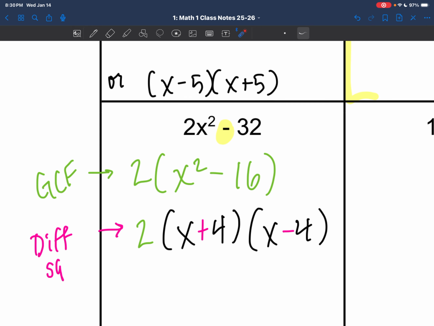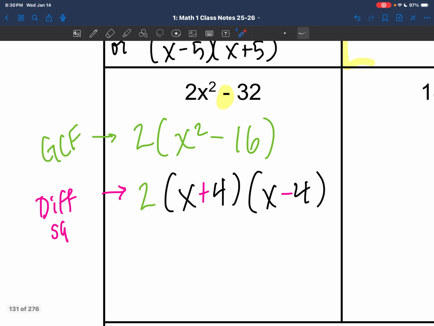All right, now let's look here. So now we do have a GCF. So we can factor, since they're both even, we can factor out a 2. So now that we factored out a 2, we're only going to look at what's inside here. We're still going to write the 2 down, but we're going to look at what's inside here.